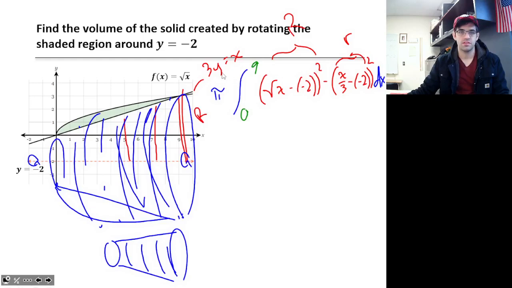The bottom function is solved for x, so we want to solve that for y. So if I solve this for y, I'd just be dividing both sides by 3. So if 3y equals x, y would be equal to 1/3 x, or x divided by 3. And then we'll subtract negative 2, and we'll square that. So we have big R squared minus little r squared, and we're integrating from 0 to 9, and I got those numbers just by reading the beginning and end points of our region, and then multiply that by pi, and we're good to go.